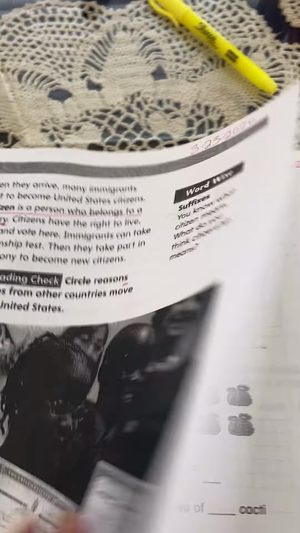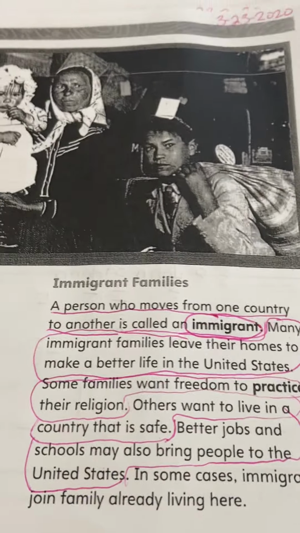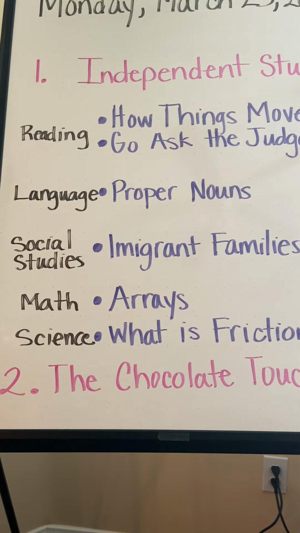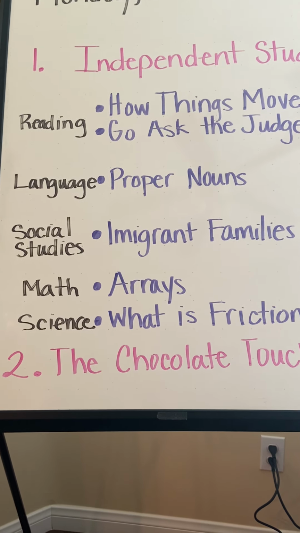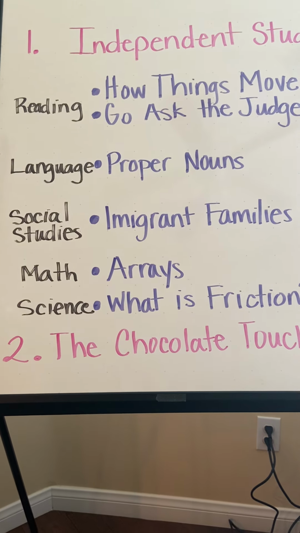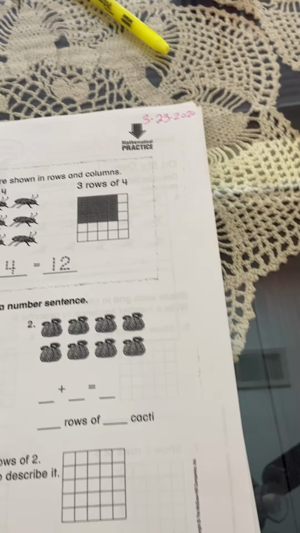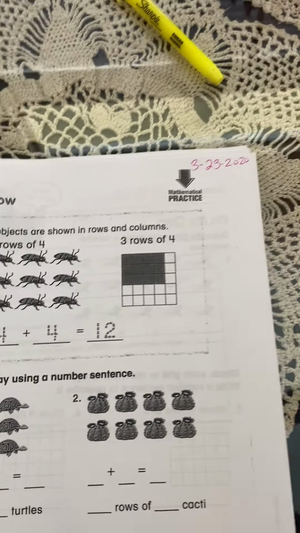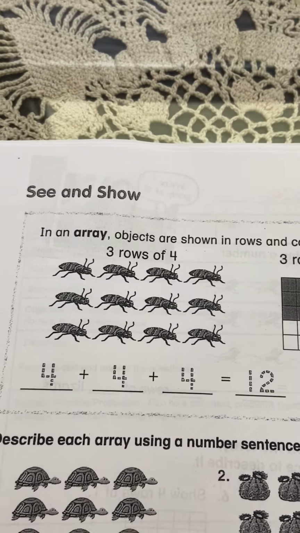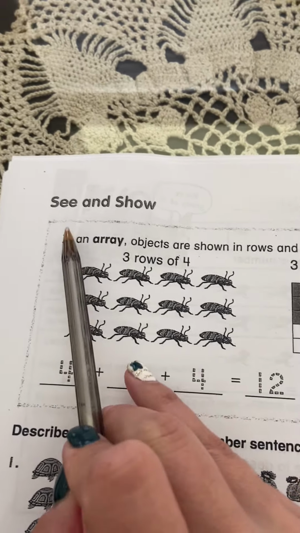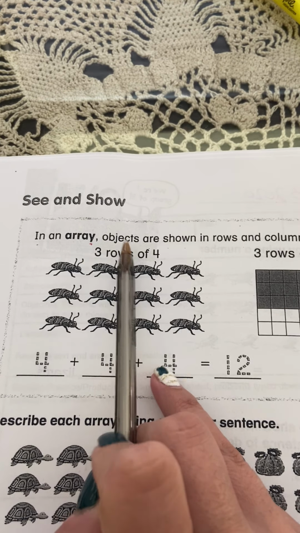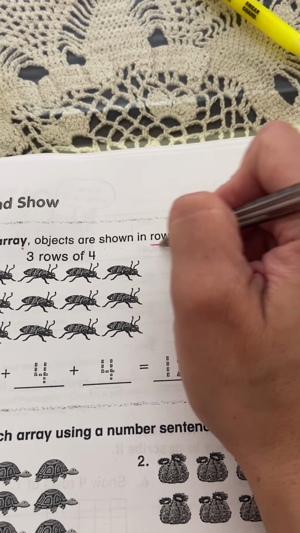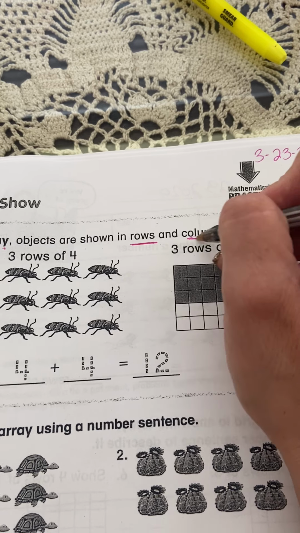So we just finished reading about our immigrant families. Let's move on. Let's go on to do some math, and we are going to review arrays. All right, here we go on this page. Make sure you date it. You guys, and if you do not remember what an array is, it says in an array, objects are shown in rows and columns.